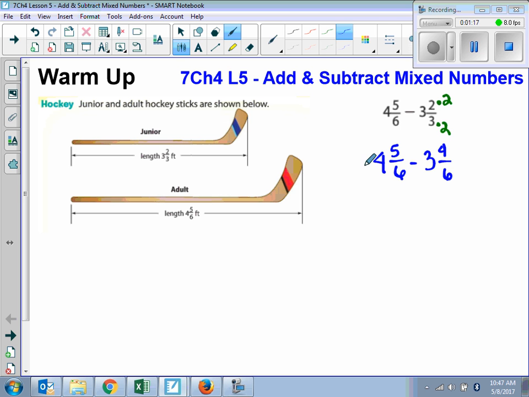So now we can subtract the whole number parts. 4 minus 3 is equal to 1. And then we subtract the fraction part: 5/6 minus 4/6 is equal to 1/6. So we have 1 and 1/6 feet longer for the adult hockey stick.